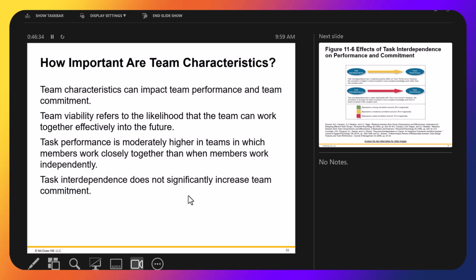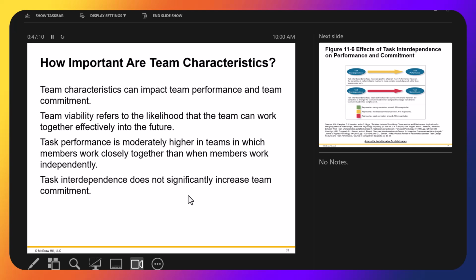How important are team characteristics? Team characteristics can impact team performance and team commitment. So if you don't have the right characteristics and your team is not set up properly, it's going to negatively affect the team in multiple ways. But one of the ways it's going to show up is in performance. That's one of the first places it's going to show up. And then it also shows up in commitment.